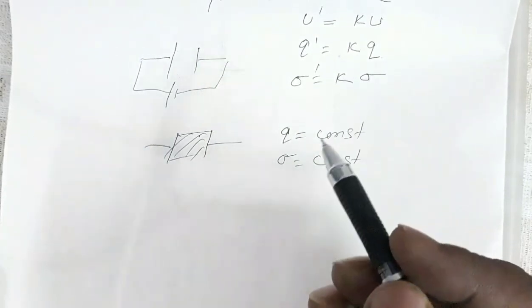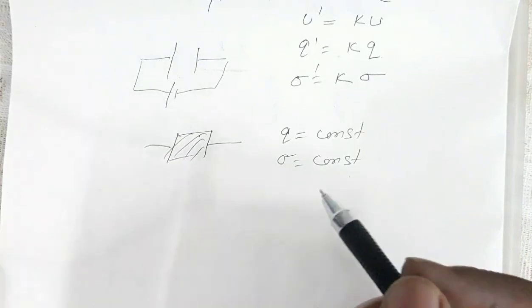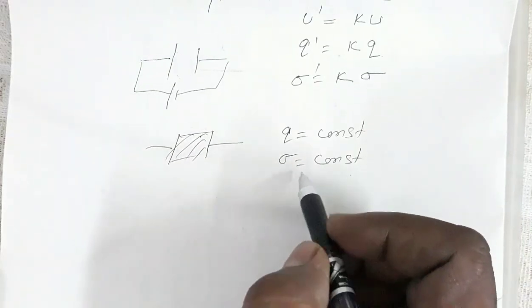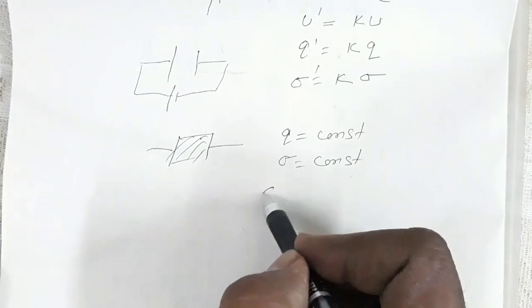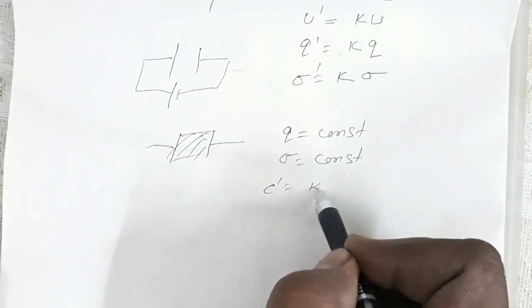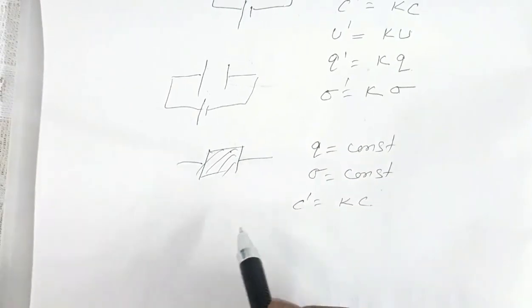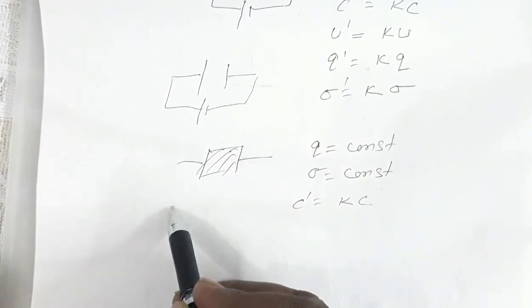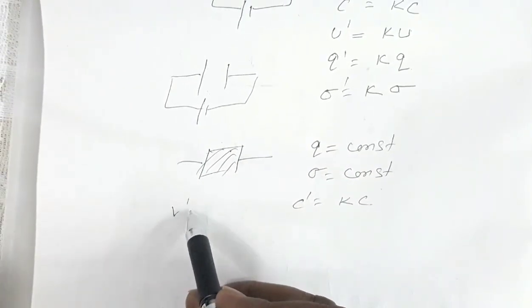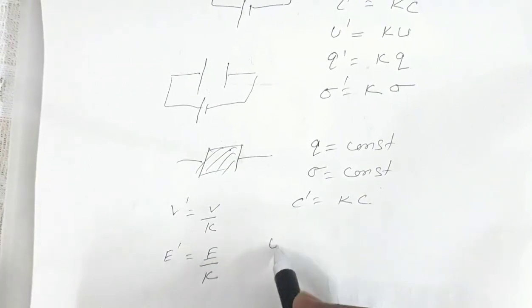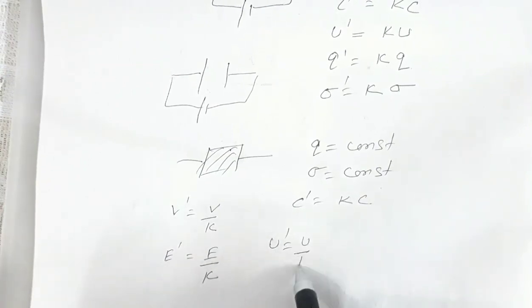But capacity is dependent on medium. Medium has changed. So the new capacity will be K times. But here the potential will decrease K times. So V prime will be V by K. E prime is equal to E by K, and potential energy U prime is equal to U by K.